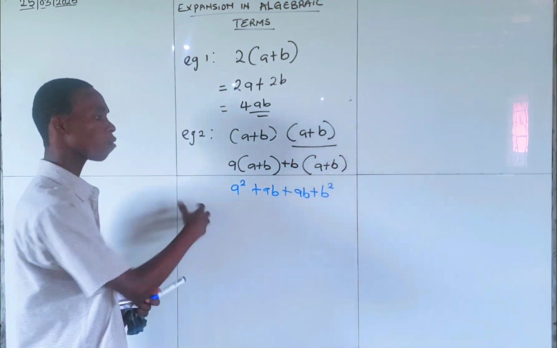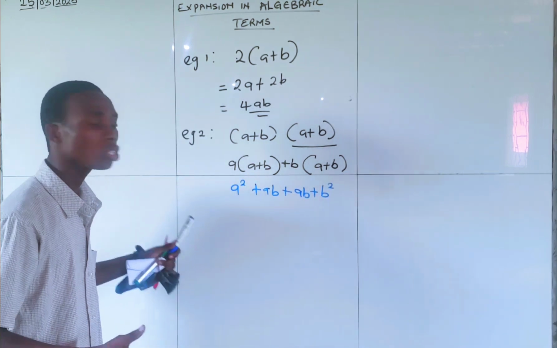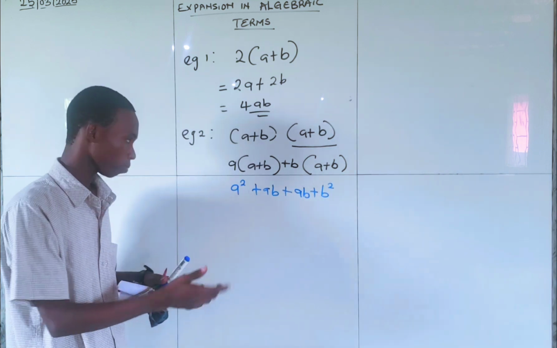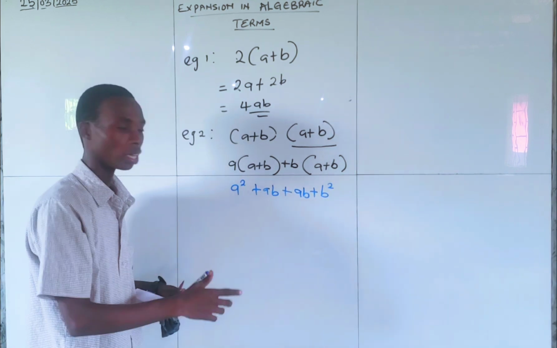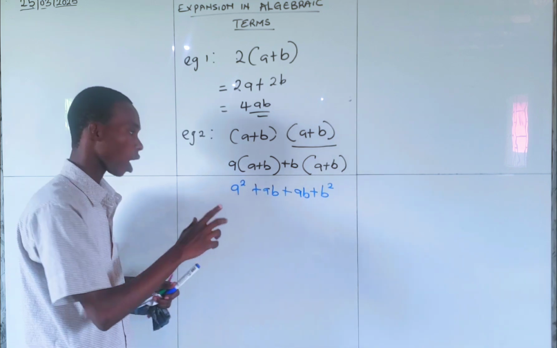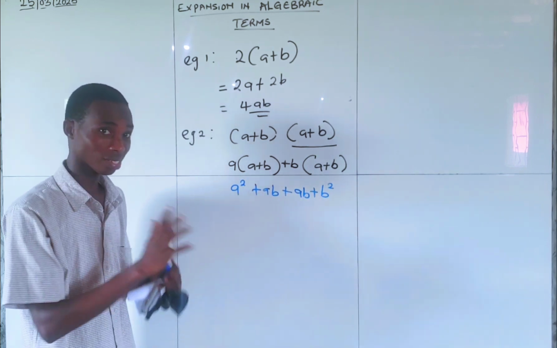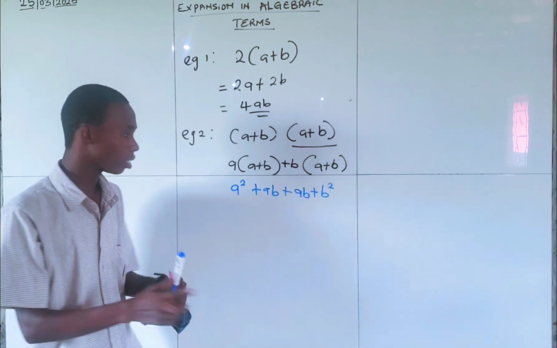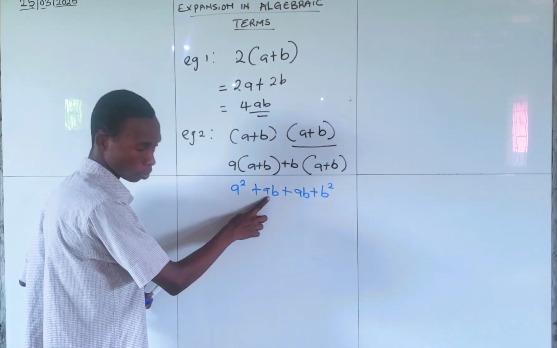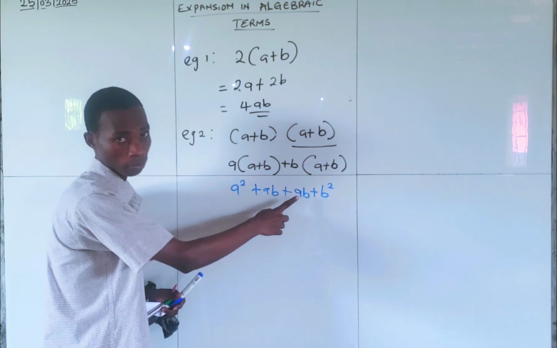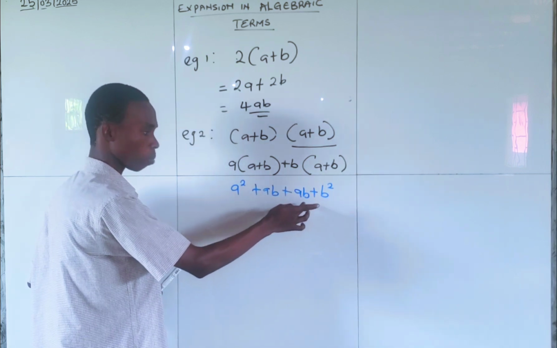So now, if we have something like this, we need to do what? We need to collect like terms here. Take the ones that are alike and solve for those. And those that are not alike, you keep to one side. Now the ones that are alike here are ab plus ab.